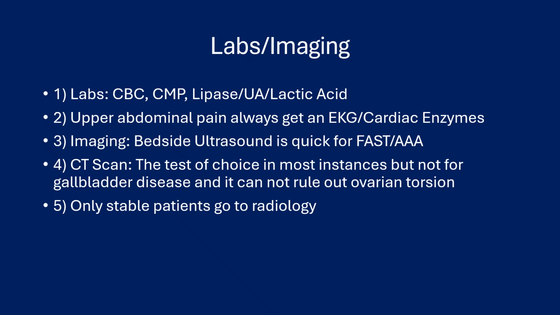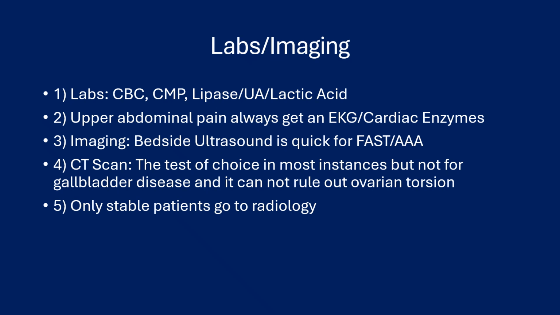CT scan, that's the workhorse, the test of choice in most instances, but it's not the first test for gallbladder disease, though a lot of times we will diagnose gallbladder disease on a CT scan. The test of choice for gallbladder disease would be an ultrasound. CT also, and this is an important point, cannot rule out ovarian torsion, the situation where the ovary is twisted in such a way that its blood flow is compromised. Only ultrasound can diagnose ovarian torsion, not CT.